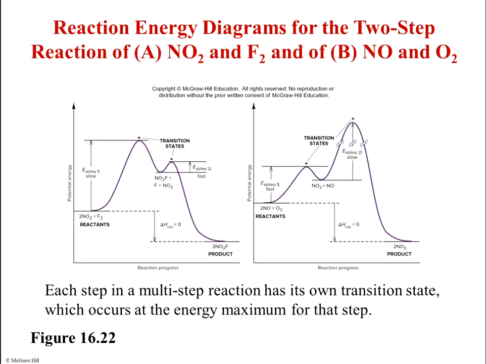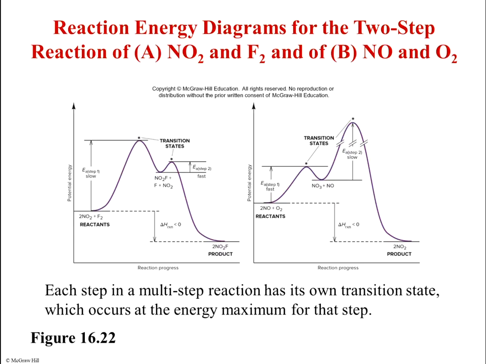Now what we can do is take what we learned about activation energies and combine it with mechanisms. So now let's look at those two reactions we just discussed. Let's look at reaction energy diagrams, or reaction progress diagrams, for the reaction of NO2 with F2. This is on the left-hand side. 2 molecules of NO2 react with F2 to give our product, 2 molecules of NO2F. As this goes forward, there are 2 transition states because there are 2 steps in the mechanism.